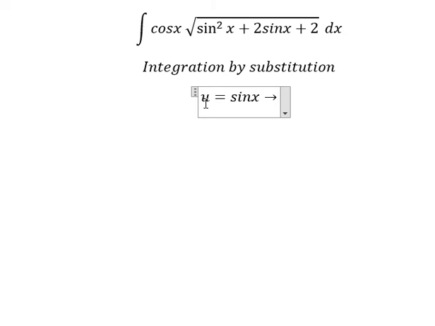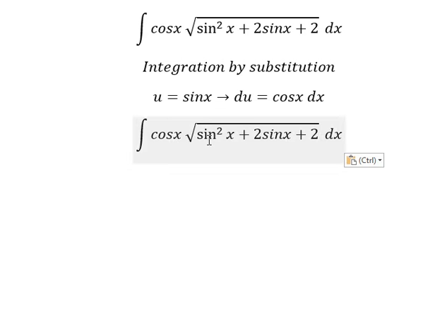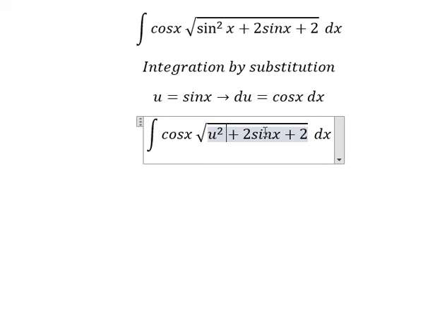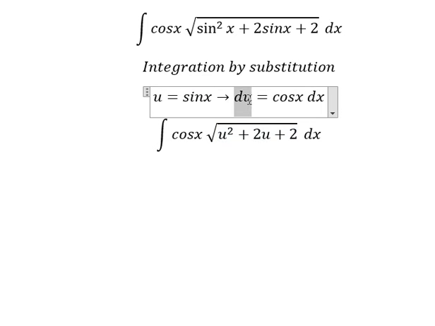Later, we first take the derivative of both sides, and we have du equal to cosine x dx. So this one we change to u, this one we change to u, and cosine x dx we change to du.